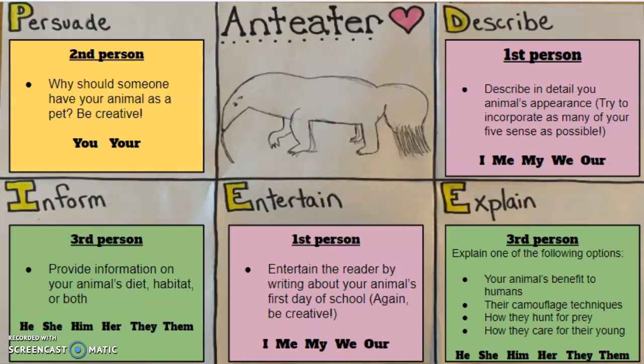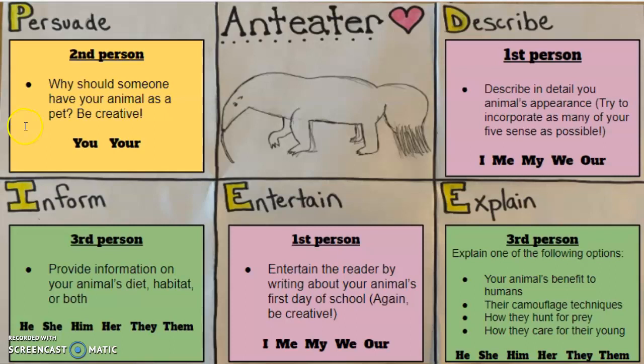I'm going to explain the writing portion of our author's purpose and point of view animal project. Once you have your animal drawn in the top middle box and you have your boxes labeled persuade, inform, entertain, explain, and describe, it's time to start adding the writing piece to this project.